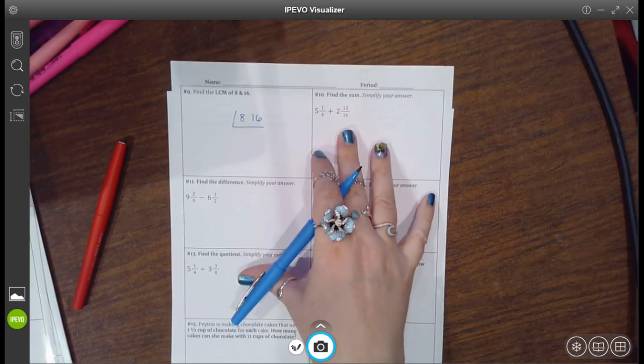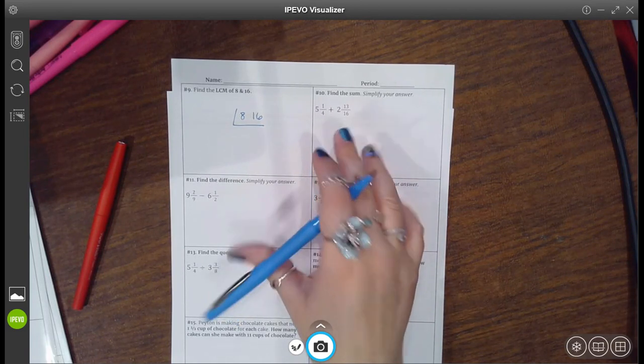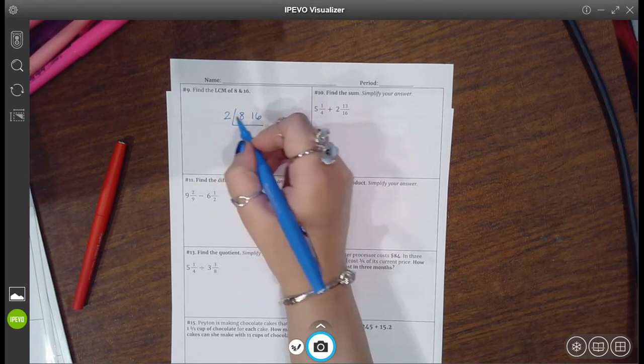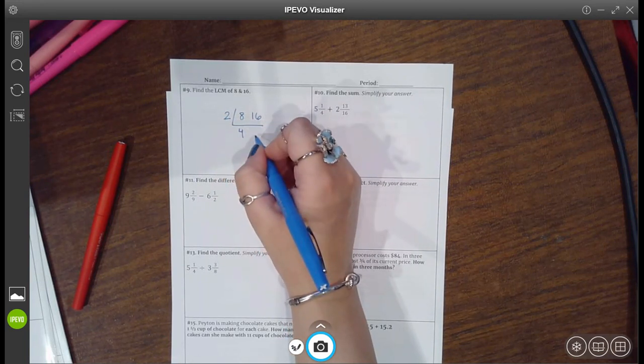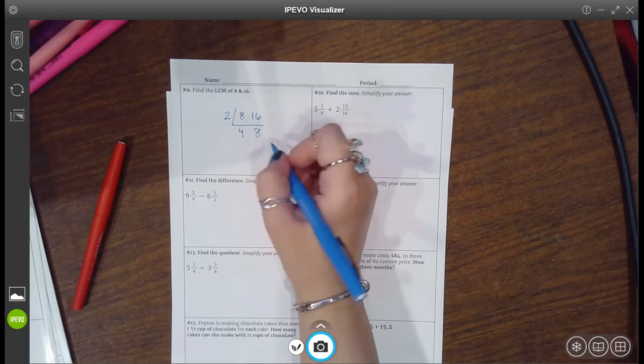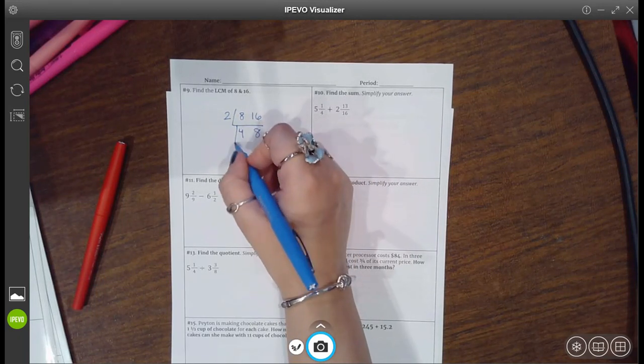I'm going to ask myself, what can go into both 8 and 16? 2 can. 2 times what is 8? 4. 2 times what is 16? 8. Am I done? No, something can go into 4 and 8.